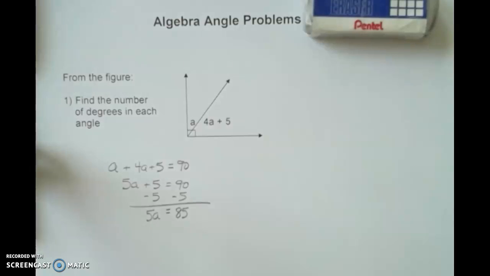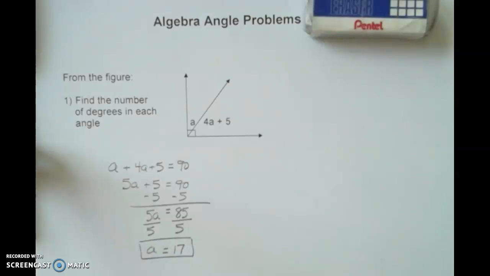Now I'm going to see if I can get just the value of A. I don't want 5A, I just want 1A, so I'm going to divide each side by 5. And 5A divided by 5 is the 1A that we're looking for. If you do 85 divided by 5, you get a value of 17. So the value of A is 17.